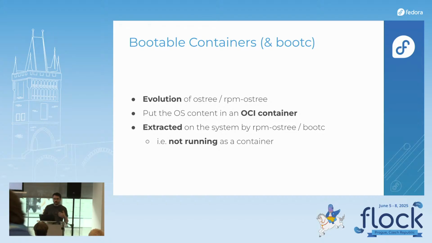It's an evolution of what we have in OSTree and rpm-ostree and what we're using right now if you install a Silverblue system or a Kinoite one, an Atomic desktop. The basic idea of a bootable container is that we take the content of the OS and put everything inside of a container image. It's a standard OCI container image, so you can put it anywhere on a registry, do builds with it. It behaves exactly like a container. It has a kernel inside of it. That's the major difference.